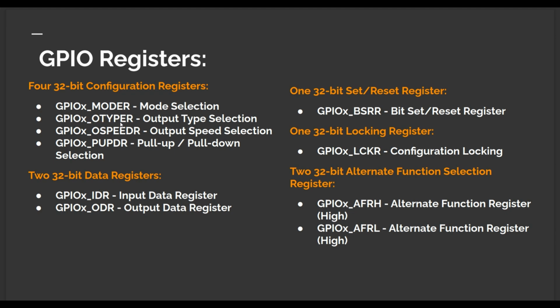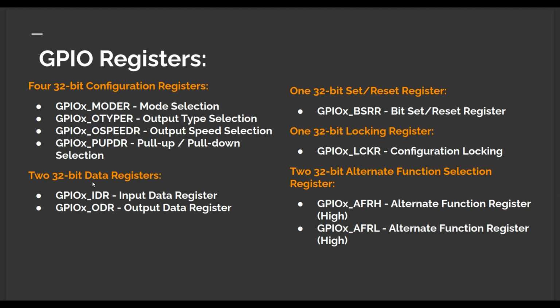Then output type. Again, we saw the output type, that is whether open drain or push pull. So this output type we can select by writing to this register. We can change the output speed by accessing this register. Again, pull up and pull down. So we can set up pull up and pull down using this register.